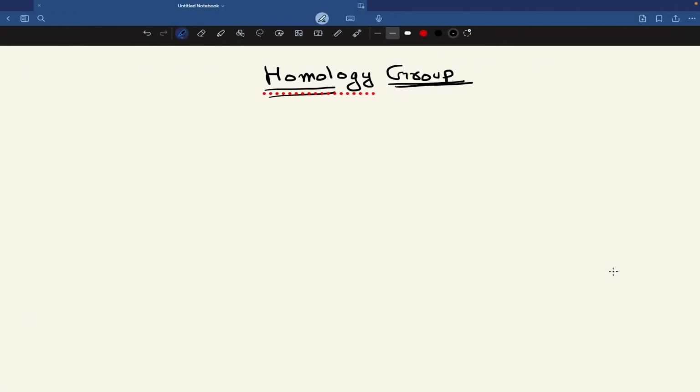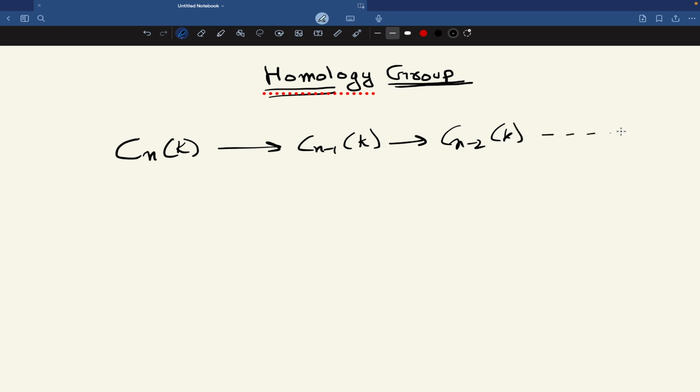So homology group is a concept that is used along with chain complex also. In chain complex, we know that we start with Cn, a vector space over complex K. Then we go to Cn minus 1, then Cn minus 2, all the way till 0, right? For each chain group, we also define another group, and that is called homology group.